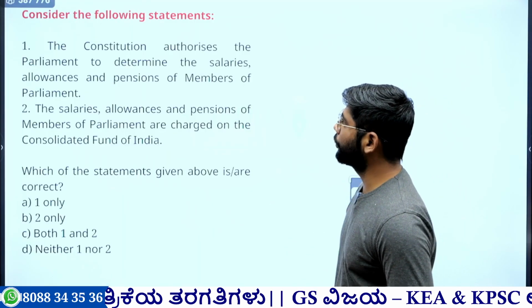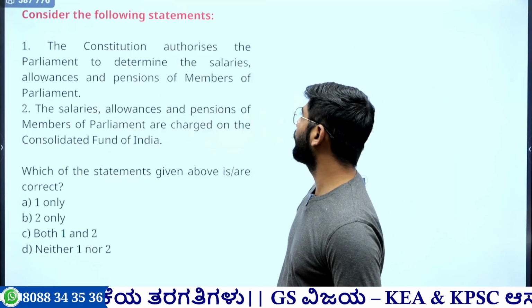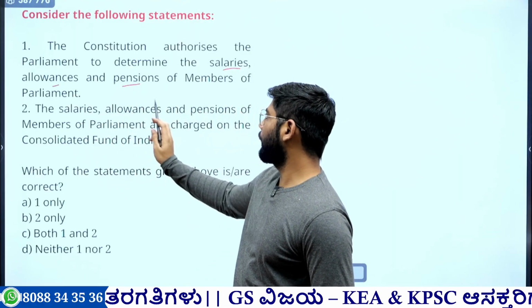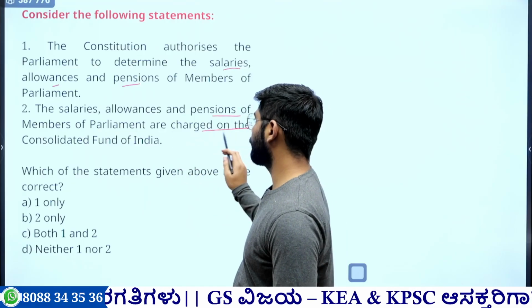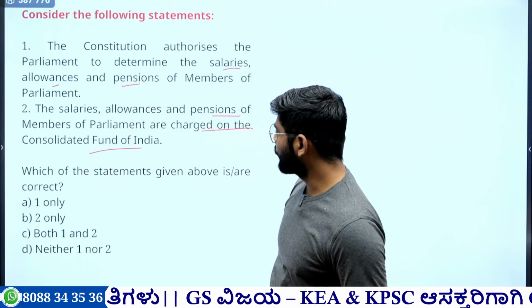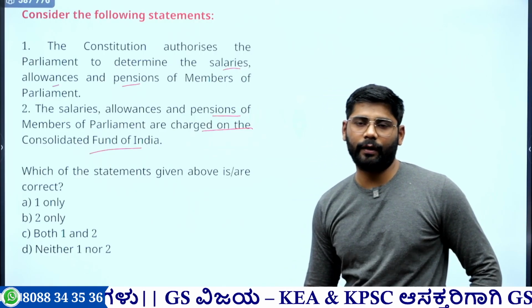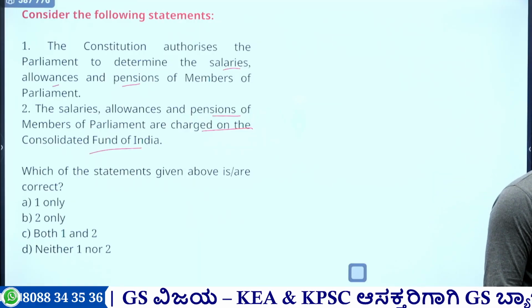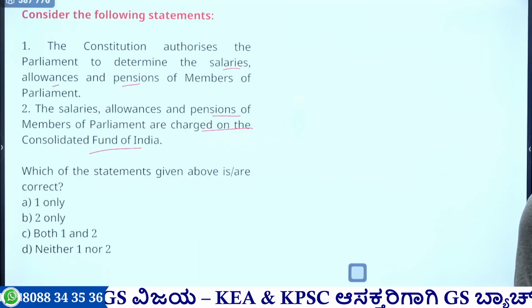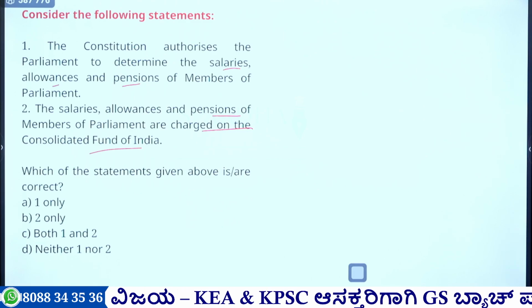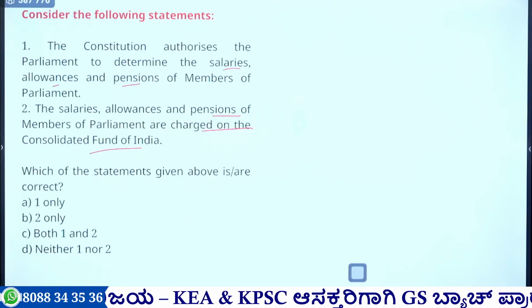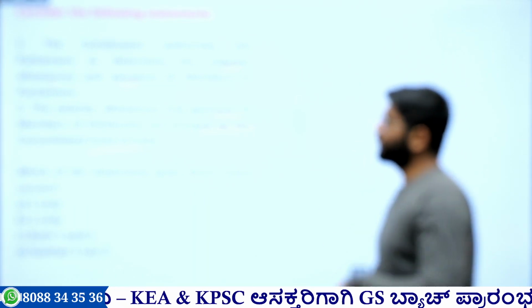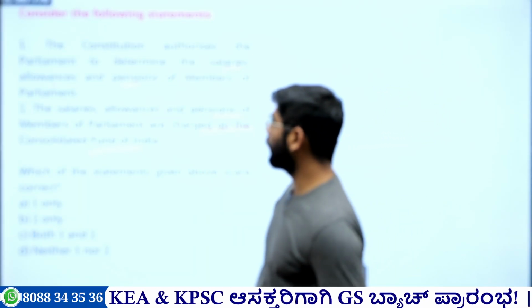This is again an interesting question. The constitution authorizes the parliament to determine the salaries, allowances and the pension of members of parliament. The salary, allowance and pension of the members of parliament are charged on the consolidated fund of India. So let me know which one is correct here. It's a quite tricky question. Okay, so first, the constitution authorizes parliament to determine salary, allowance, pension.